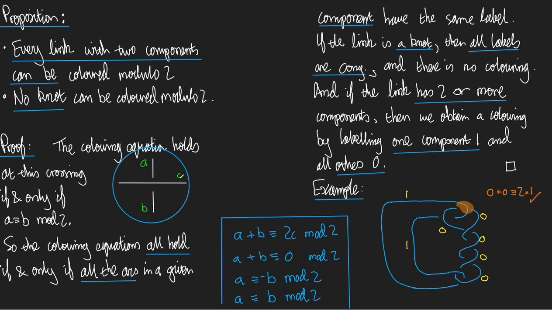For example, let's look at a green one here. Do you see that all the labels there are 0, so the colouring equation says that 0 plus 0 is congruent to 2 times 0, also true, and you can now check the rest. So here is the story of colourings modulo 2.